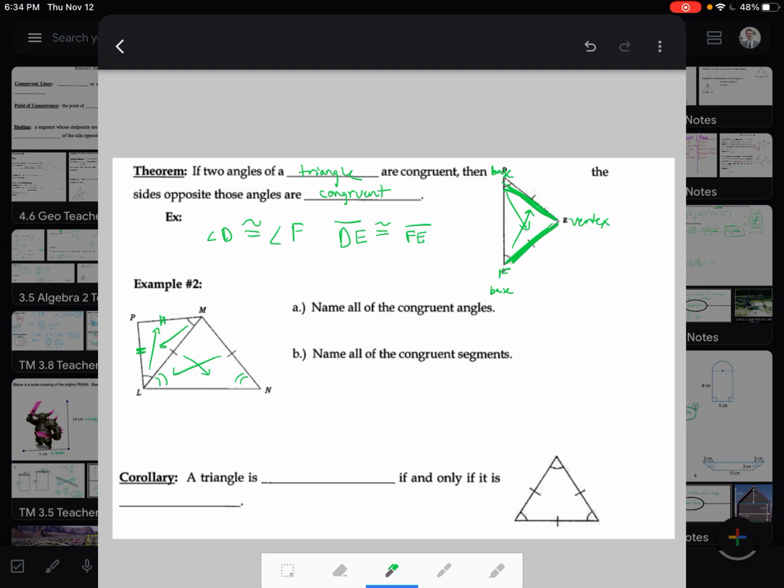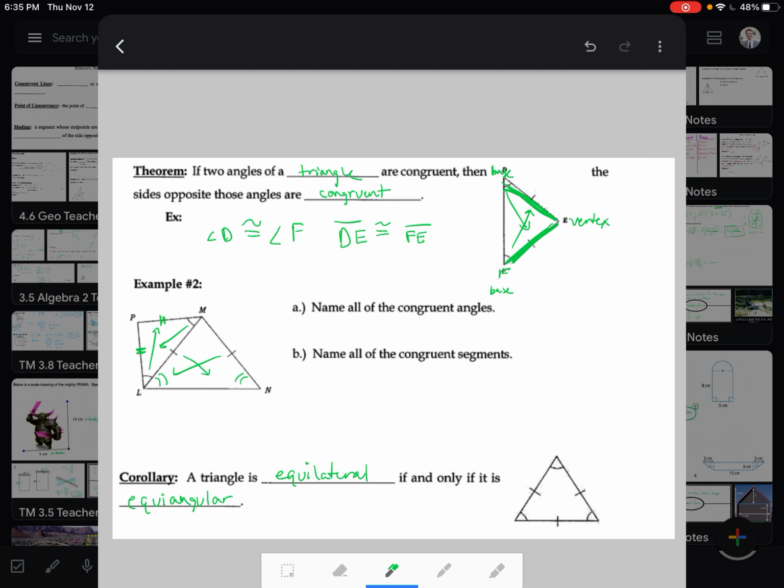Next, a corollary here. Sorry, I just got lost in my notes here. So again, a triangle is equilateral if and only if it is equiangular. Really fancy way of saying if all the sides are the same, all the angles are the same, and if all the angles are the same, all the sides are also the same. So basically saying same sides correspond to same angles, or same angles correspond to same sides. We're not allowed to have two sides that are the same without having two angles that are the same.